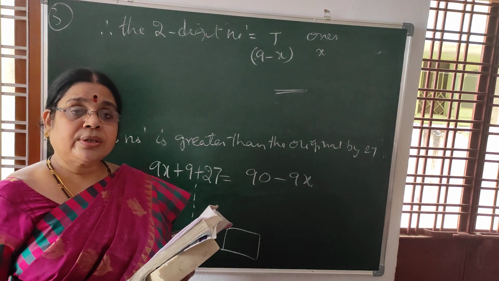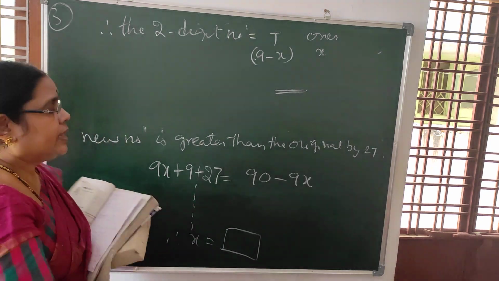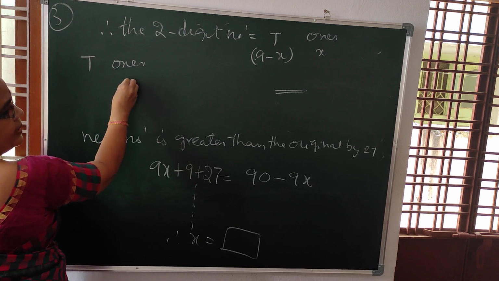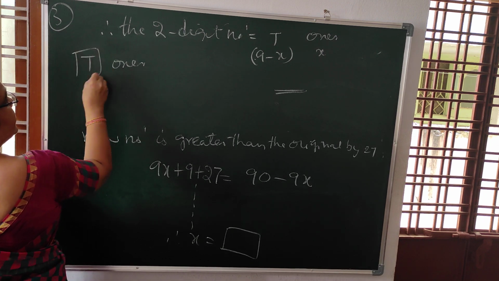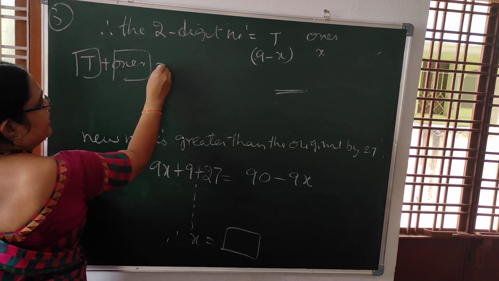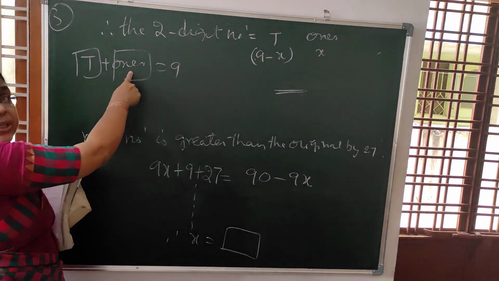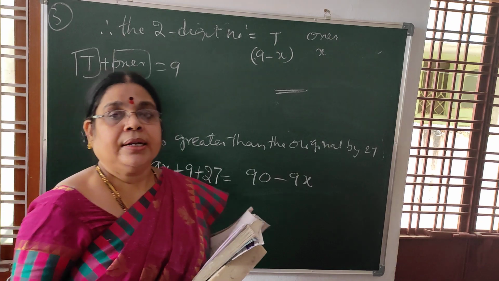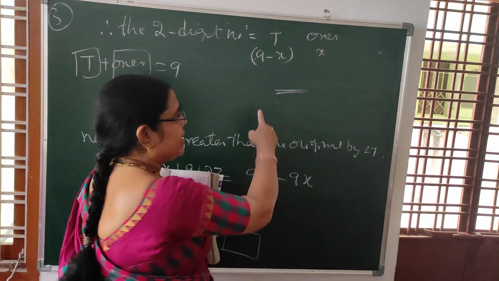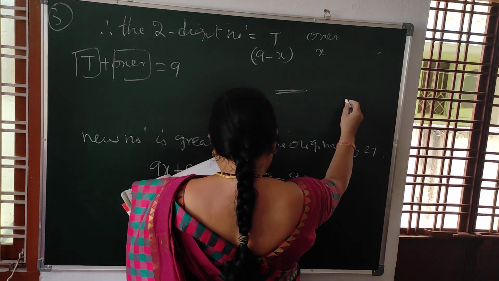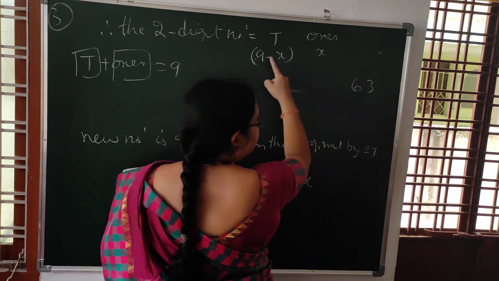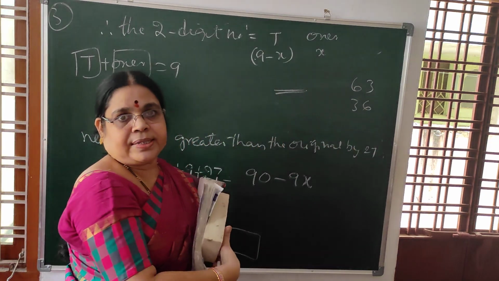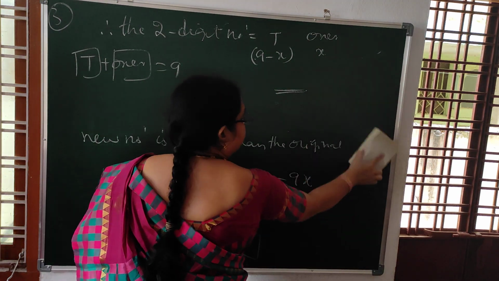This question you can do in another way also. Here I have taken ones place digit as x, since the sum of two digits is 9. I have taken the units place as x. You can take tens place as x also. Then you will get the same answer. For example, if you are getting 63 in this method, in the other you will get 36. Both the ways you can do.